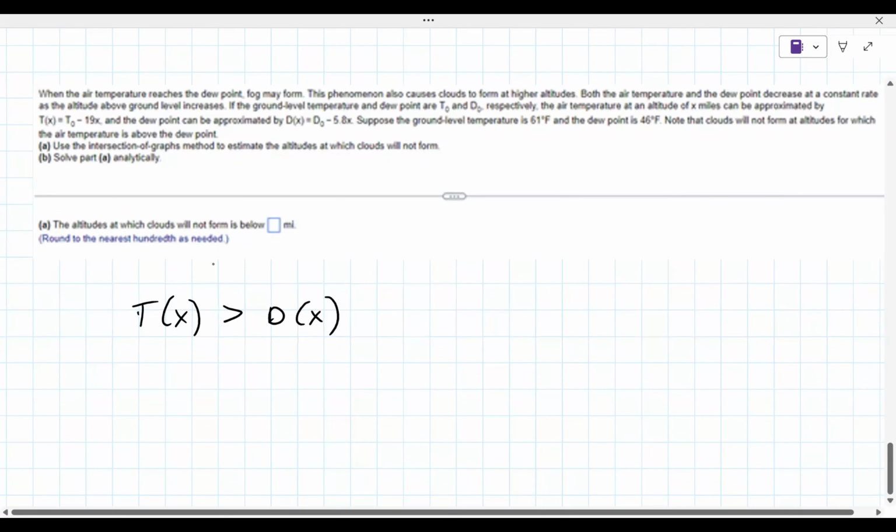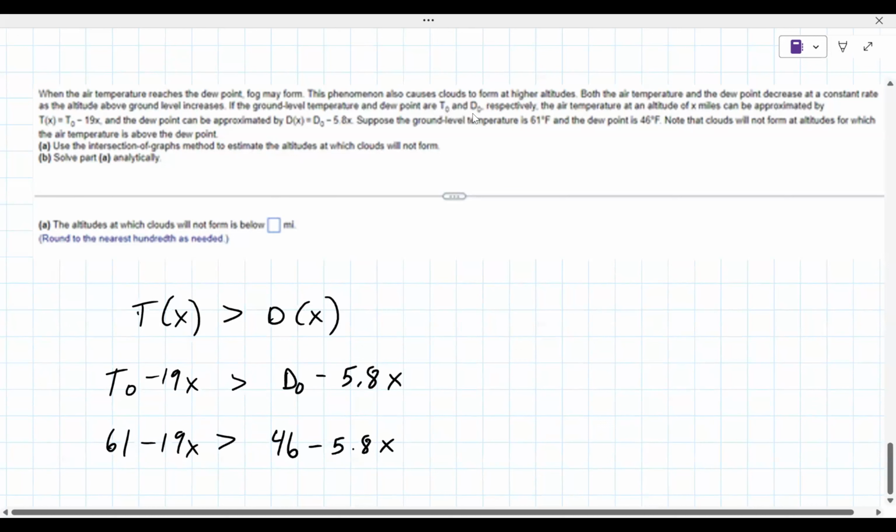So T of X is T0 minus 19X, and it looks like they want you to do 61 for that. And then D of X is D0 minus 5.8X. Is that right? Yeah, that's right. And then that's 46 minus 5.8X. Although this doesn't necessarily look right. Ground level temperature is T0, and dew point is D0. Okay, maybe this one more time. Clouds will not form for altitudes for which the air temperature, that's T of X, is above the dew point.